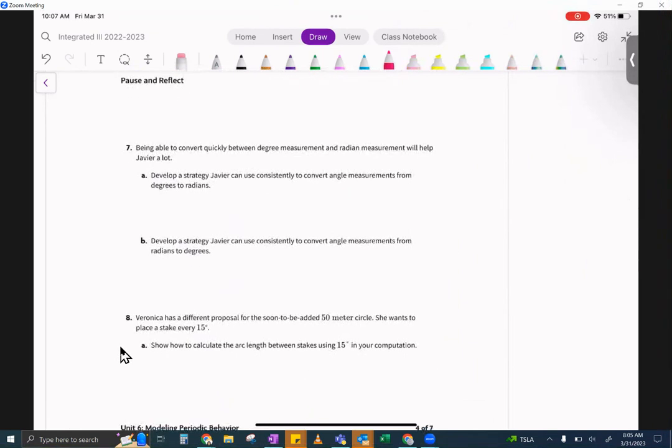It says being able to convert quickly between degree measurement and radians will help Javier a lot. So develop a strategy that you can use consistently to convert angles from degrees to radians and then from radians to degrees. Okay.